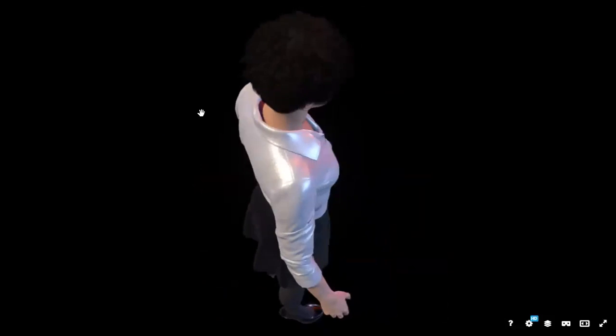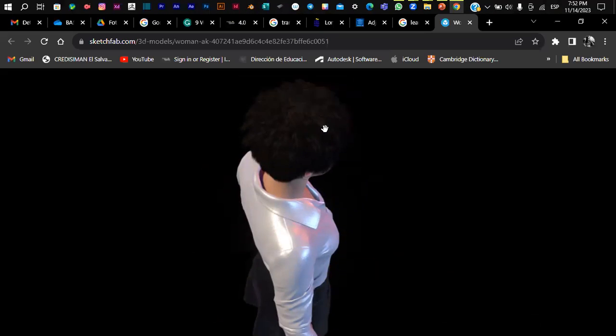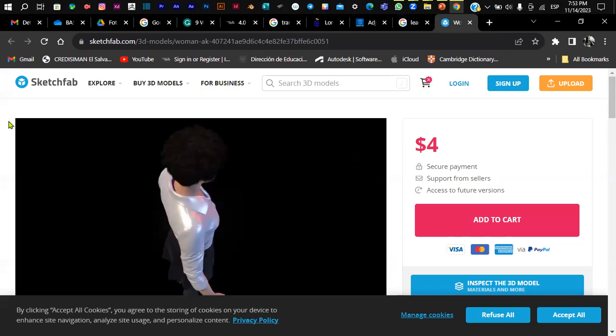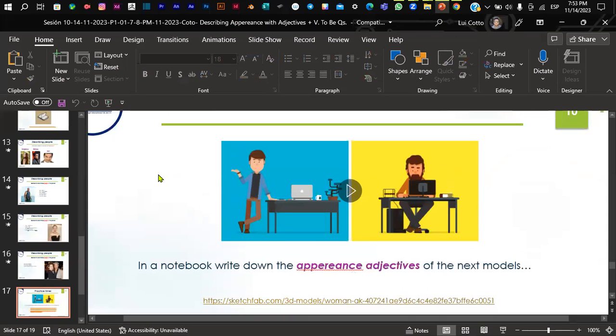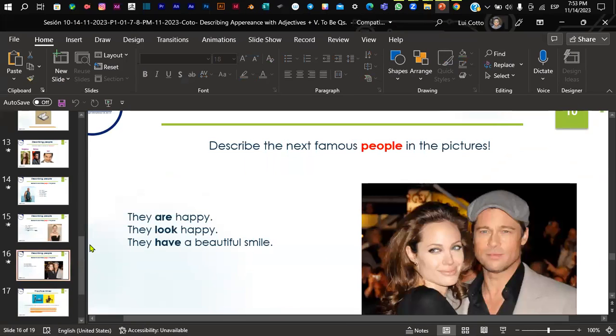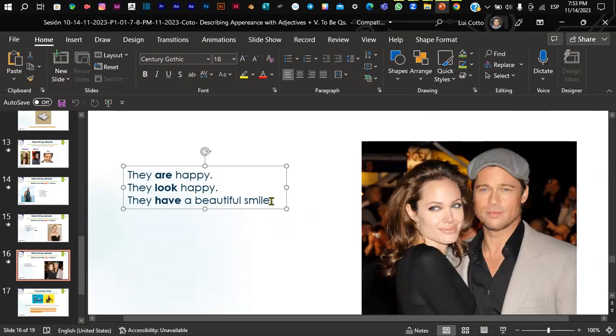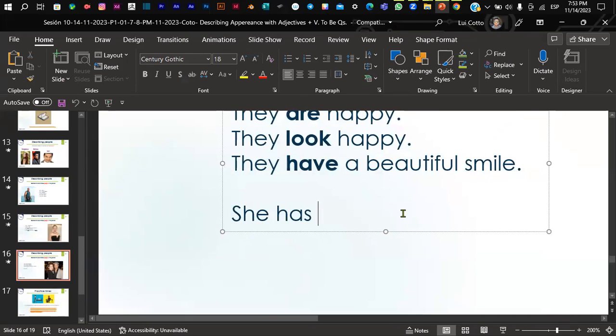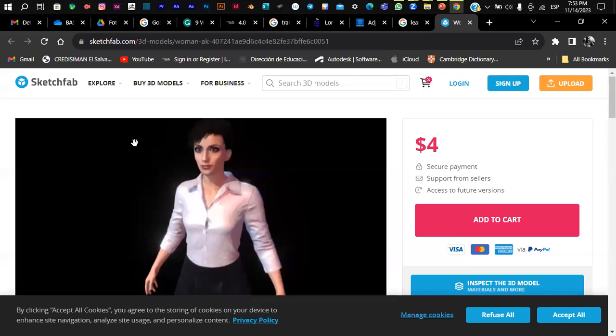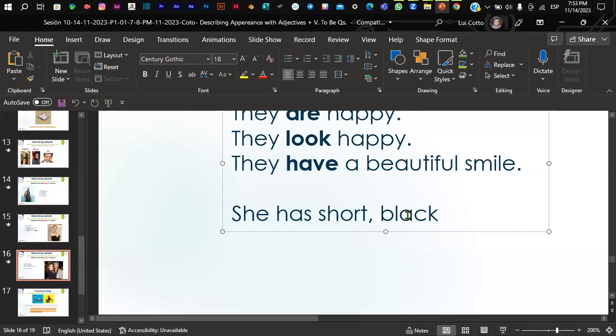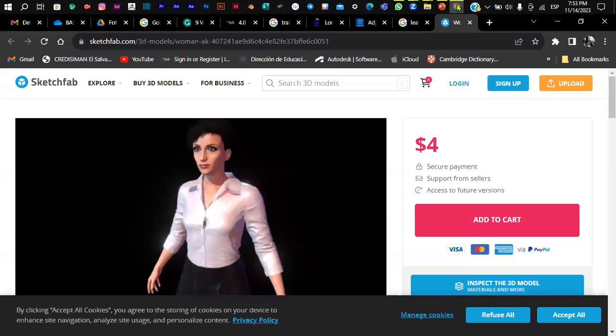The hair is black. The hair is black, pero, but, ¿cómo decimos? El cabello de ella, o su cabello, o ella tiene. Check. Ella tiene cabello corto y negro, en inglés. Correct. Begin with the subject. Comience con el subject. ¿Sí? She has short color. The color is next. Black. In the model, yes. Correct. She has short black hair. Hair, correct. Okay, very good.